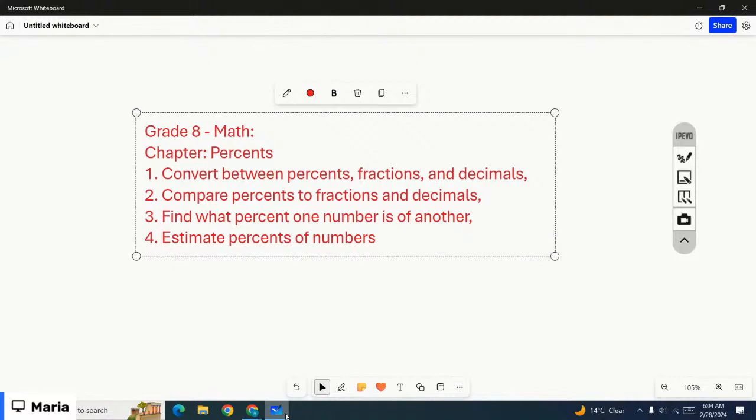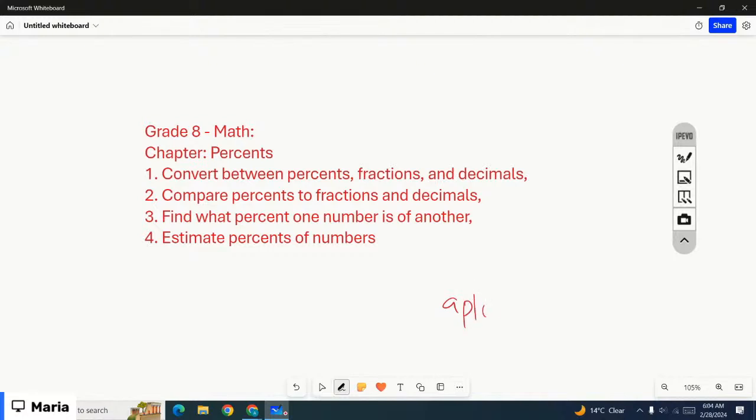We are here for grade 8 math. You can find all the lessons on aplusstudents.com. You have to log in there using your email address and the password provided by the administrator. Then select math from the subject tab, scroll down to grade 8, and click on view all lessons. There you can find the list of the chapters. We're going to start with the chapter percents.